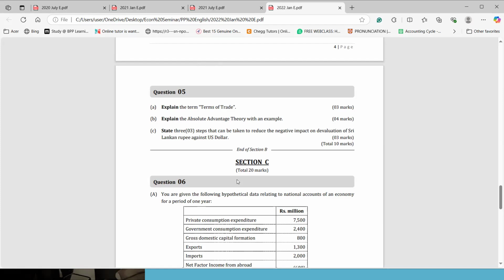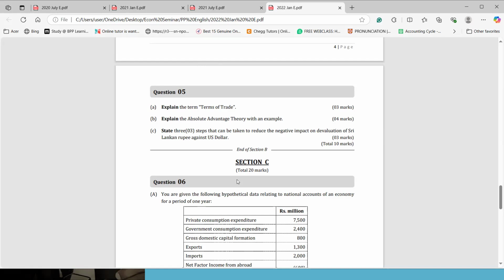Now, state 3 steps that are taken to reduce the negative impact of the devaluation. Now, devaluation, you devalue currency, right? In this answer, they have devalued, right? But here they're asking what steps you should take to reduce the negative impact. Now, we know with the devaluation, import prices increase. Then you have to reduce your imports, and import substitutes should be produced within the country.